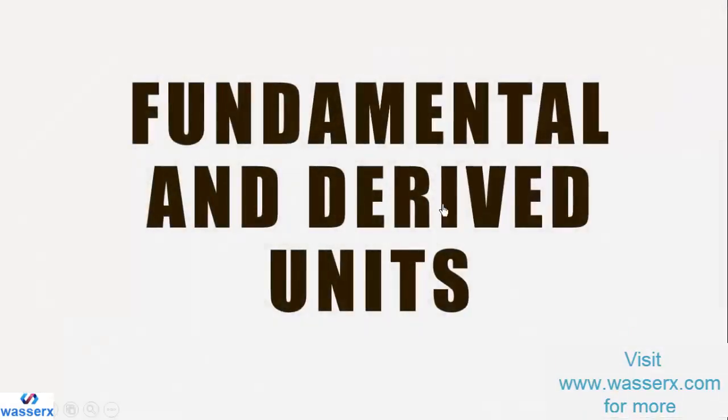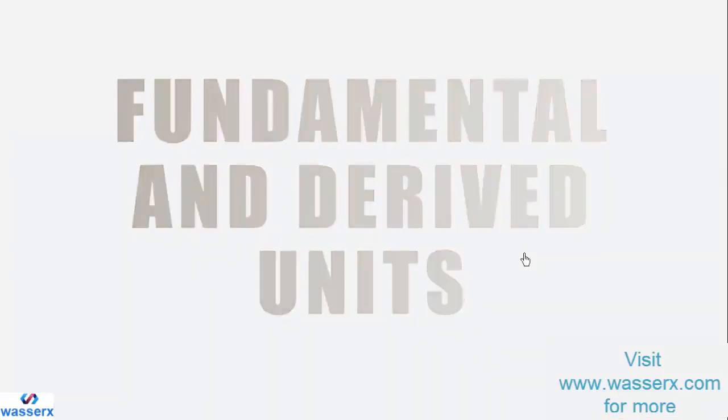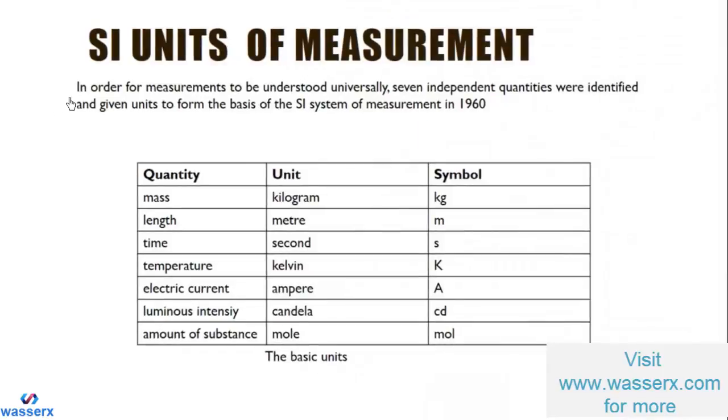Fundamental and derived units. The fundamental units are also referred to as the SI units of measurement. In order for measurements to be understood universally, 7 independent quantities were identified and given units to form the basis of the SI system of measurement in 1960.